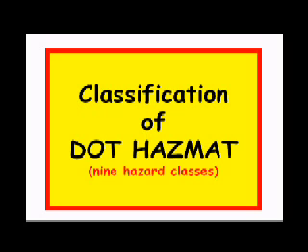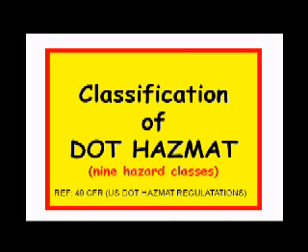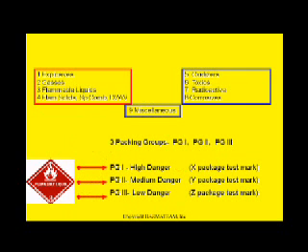Hi, the following short presentation will discuss the 9 DOT hazard classes. These hazard classes can be found in 49 CFR of the US DOT hazmat regs. And as we can see, there's 9 hazard classes and 3 packing groups. Roman numeral 1 is the most dangerous material, Roman numeral 3 is the least.